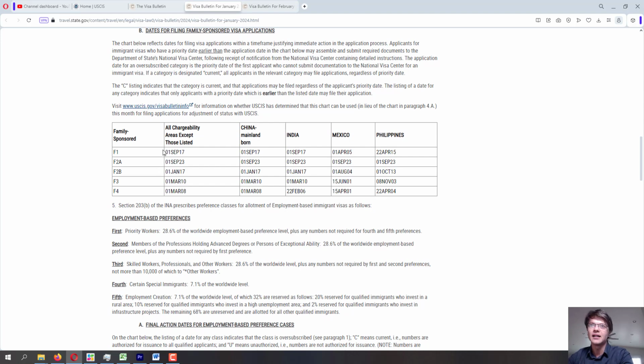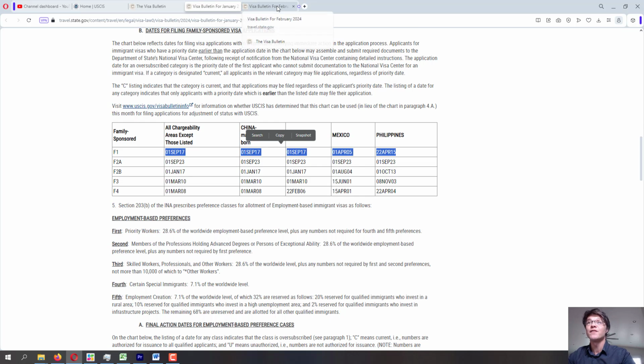Again, this is graph B, so it is for if you are not documentarily qualified yet, but your I-130 was already approved by USCIS and your case is now with the NVC, and you want to know when your NVC portal is going to open up, graph B, that is for you. So F1 in January, it is on September 17 for India. Mexico is April 2005 and Philippines is April 2015.